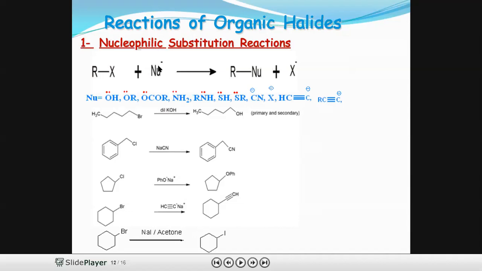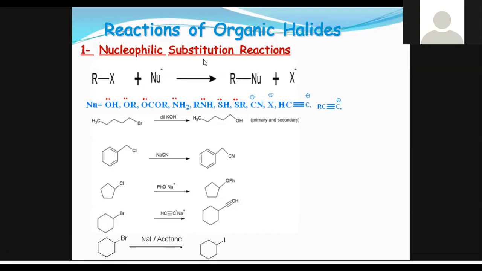How this nucleophile approaches this halogen compound is very, very important. Depending upon the mode in which the nucleophile approaches the halogen compound, we categorize this substitution reaction into SN1 mode, SN2 mode, and SNi mode: unimolecular substitution reaction, bimolecular substitution reaction, and nucleophilic substitution via intermediate. So here many nucleophilic sources or nucleophiles are mentioned.